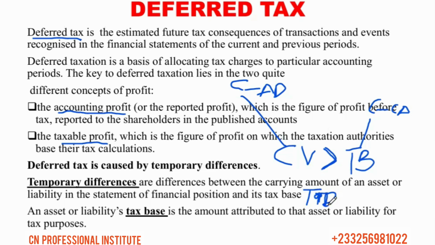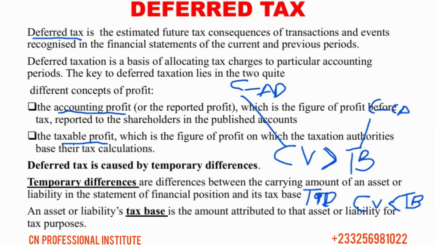On the other hand, where the carrying value is less than the tax base, or the tax base is greater than the carrying value, then we have something called the deductible temporary difference. So once again, if the carrying value is bigger than the tax base for assets, we have a taxable temporary difference. And if the tax base is bigger than the carrying value, we have the deductible temporary difference.